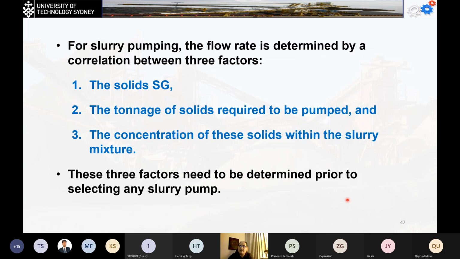How can you decide that? You have to check what the material is and what the requirement of the process is. For example, if you have a thermal power plant, you have to know how much ash is going to be generated every hour, and the concentration of this solid within the slurry mixture. Depending on the type of pump you have, what will be the best mixture that can be pumped efficiently without any damage to the pump material.